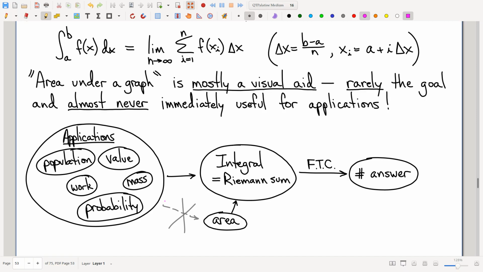I'm not following. Say it again. So when I'm making my Riemann sum, don't I still need the base function? If I wanted to find the mass. You're talking about the integrand? Yeah. Well, yeah, of course, absolutely.